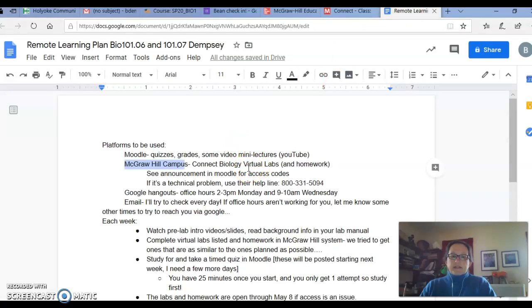If you are having a technical problem with one of the virtual biology labs, like you're clicking on something and it's not working, or you can't figure out how to open an assignment in the McGraw-Hill, call their number and get a ticket and then email me. I can't help with technical stuff with the labs.